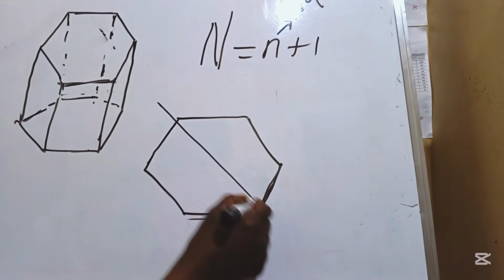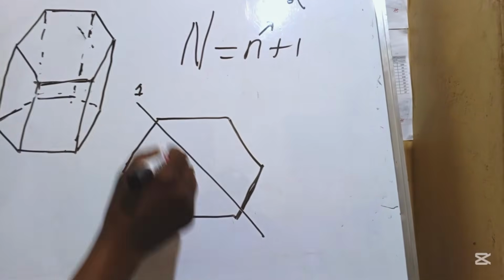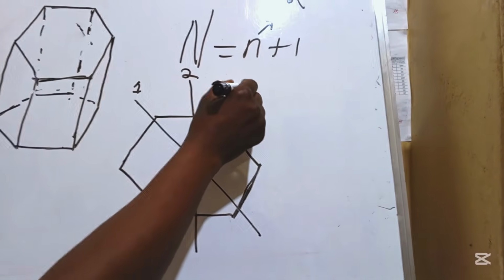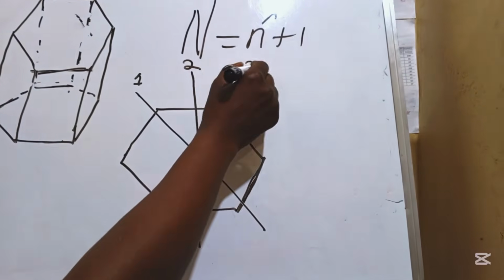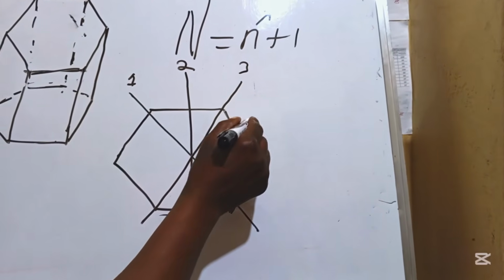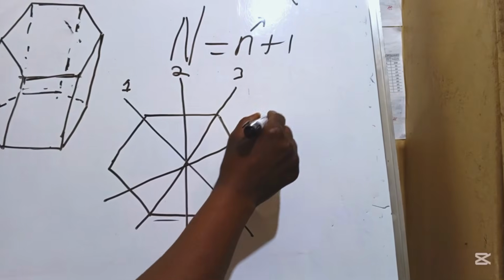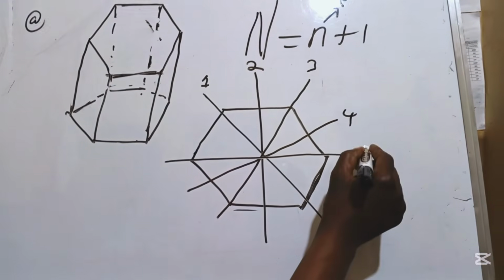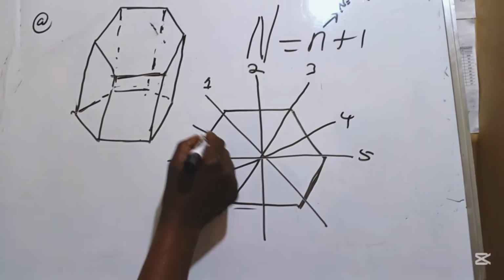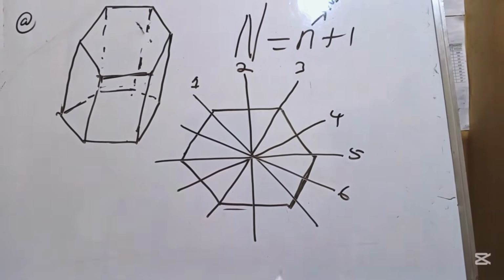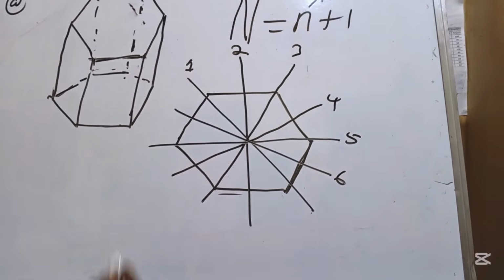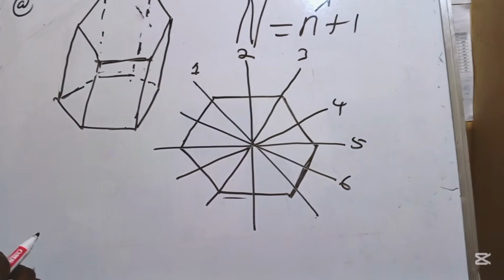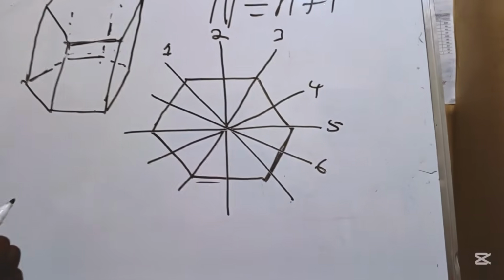So number 1 is here. This is the first line of symmetry. Number 2 is the middle part. Number 3 is this part. Number 4, ladies and gentlemen, is this part, the middle part. Number 5, you agree with me that it is this part. Number 6 is the middle part. You can't come to this one because I've already said this is number 1. So how many lines of symmetry? There are 6 lines of symmetry which a hexagon has.